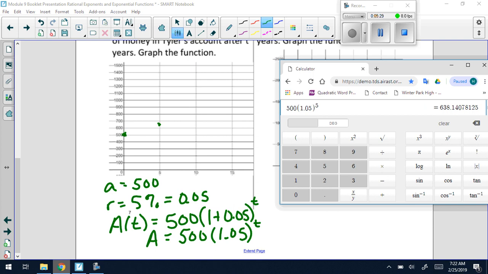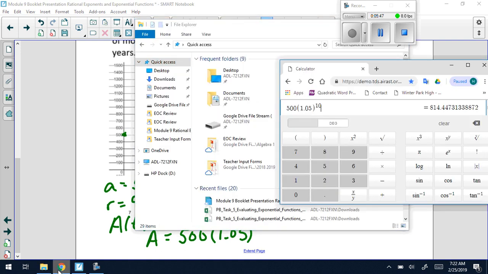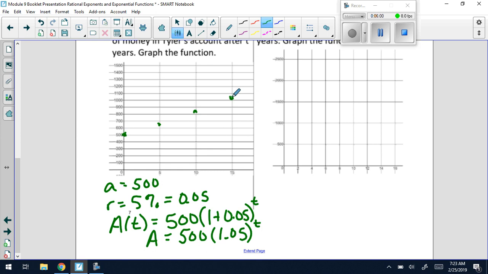And then I'm going to plug in for 10. So I'm just going to come back in, delete out the 5, and put in 10. $814. So I'm going to go to 10 and go a little bit more than 800. And then just to make it as precise as possible, let's go ahead and do 15. 1,039. So I'm going to be just a little above the 1,000. And that's what it's going to look like.